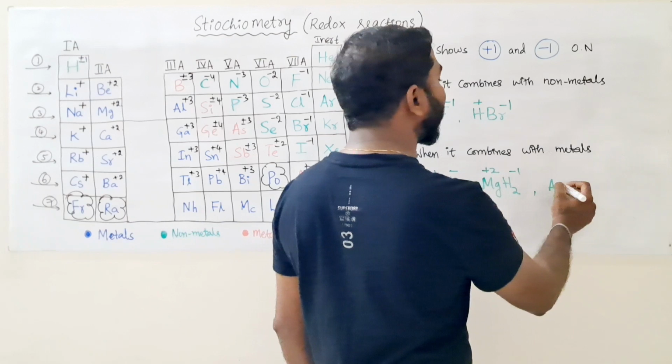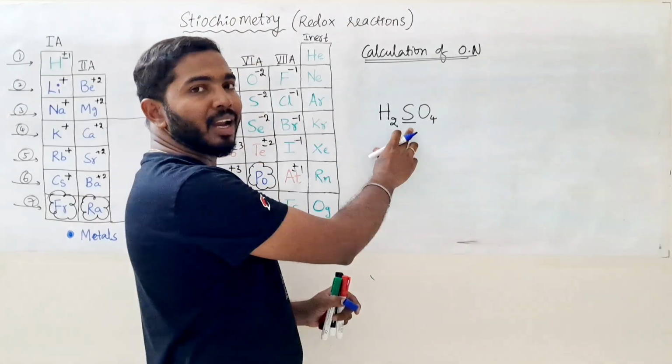If they don't mention, then we can directly calculate the oxidation number for the central element or the central atom. Sir, how do we identify the central atom? In that particular molecule, the element which shows the maximum number of oxidation numbers is going to be our central atom. So in this case, sulfur is our central atom.